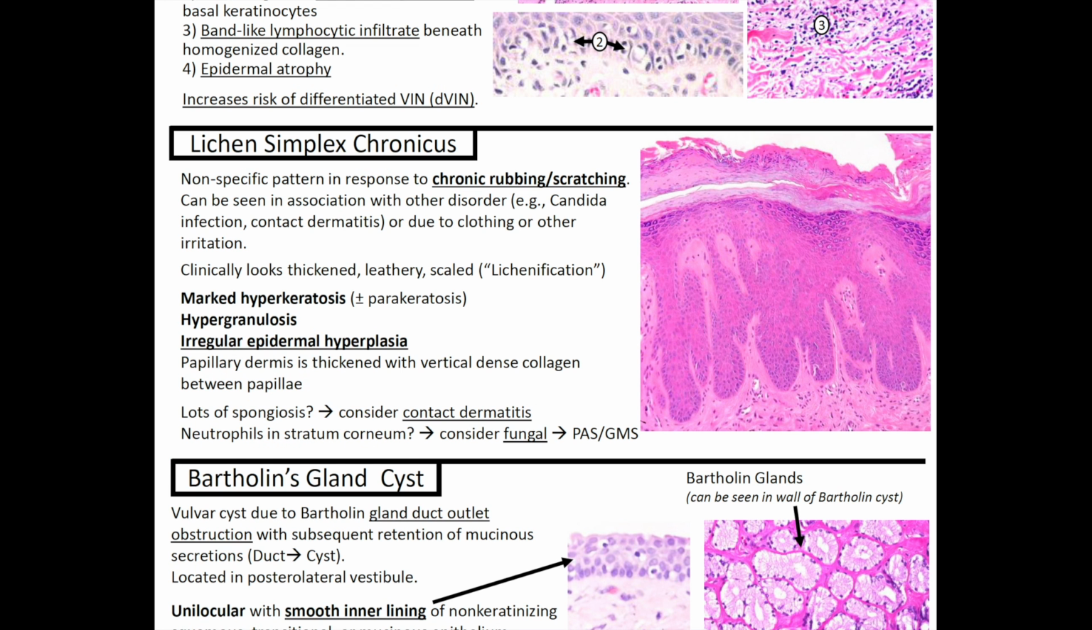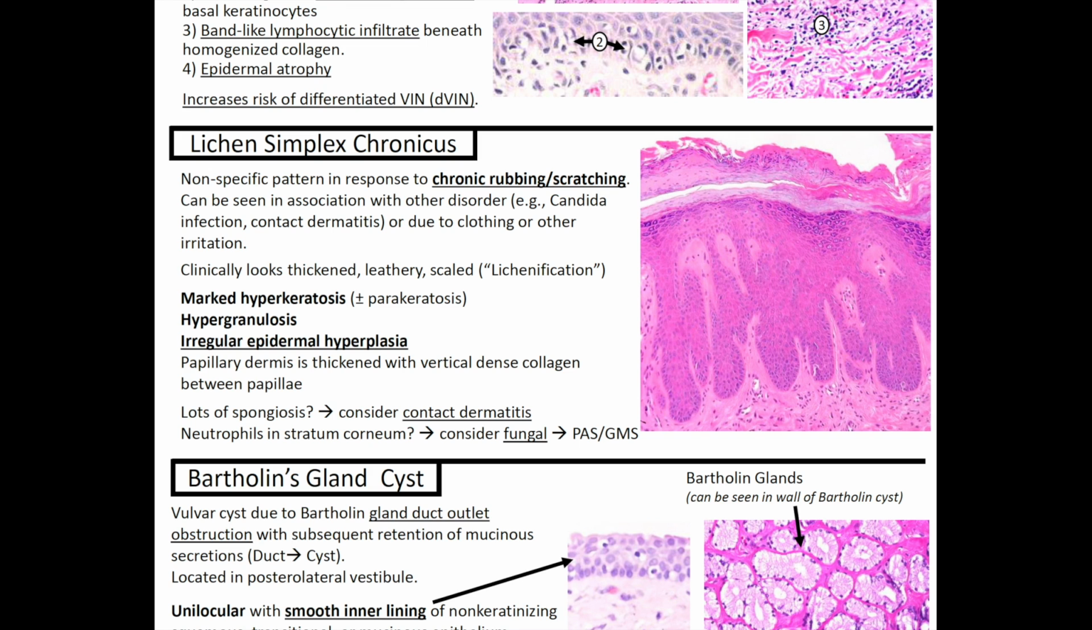Next up, we've got lichen simplex chronicus. This is a non-specific pattern in response to chronic rubbing or scratching. Can be seen in association with other disorders such as Candida infection or contact dermatitis, which makes sense because those are entities that you may want to rub or scratch. And this can also be due to clothing or other irritation. Clinically, lichen simplex chronicus looks thickened, leathery, scaled, lichenified, whereas lichen sclerosus was more tissue paper.